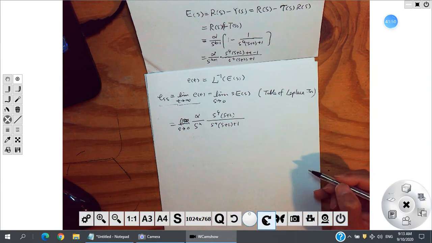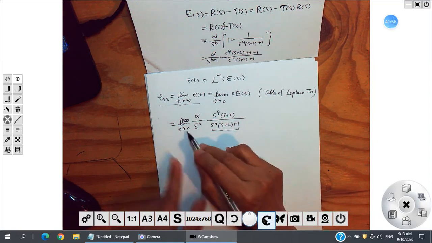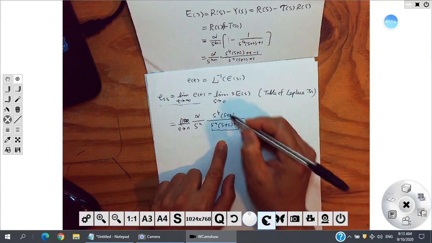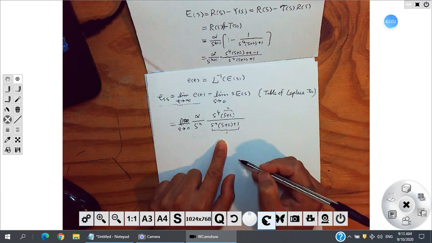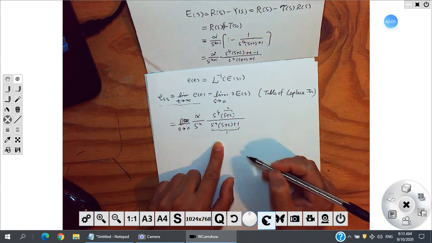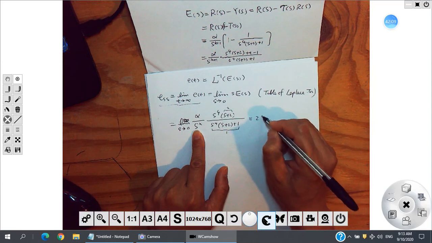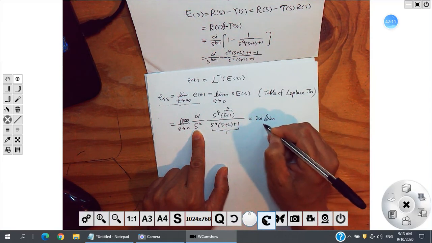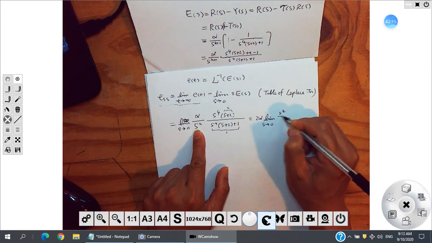Alright, what is this? You see this part? The limit will always be 1. And this part, the limit will be 2, one and two. This alpha is a fixed number, so I can move it out. This is 2 alpha times the limit as S tends to 0 of S to the fourth over S to the K.